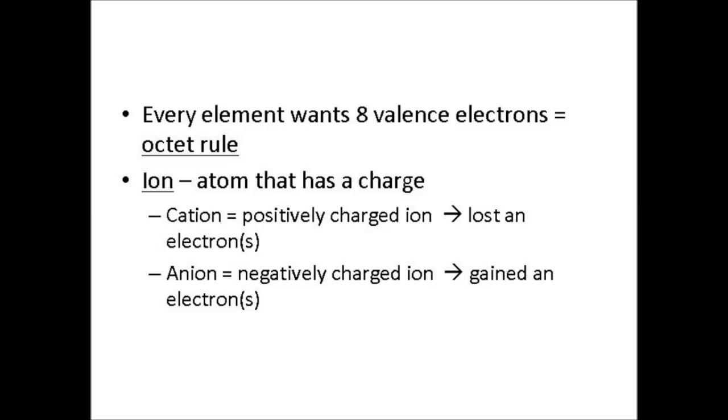Just as a reminder, an ion is just an atom with a charge. Cations are going to lose electrons, become positively charged, and have the same electron configuration as the noble gas just before them. An anion is going to gain an electron and become negatively charged.